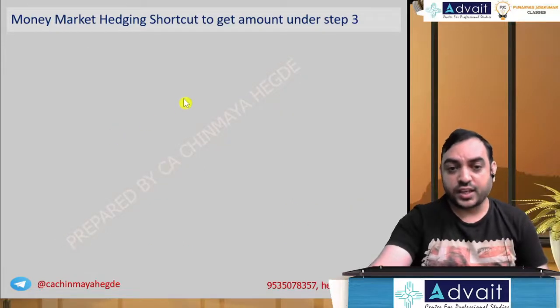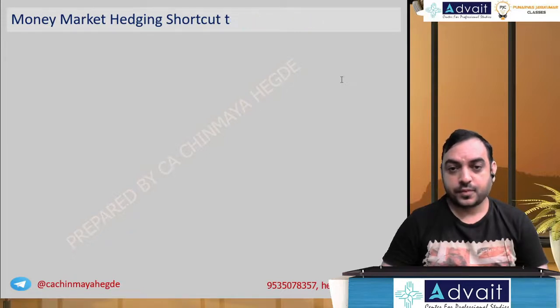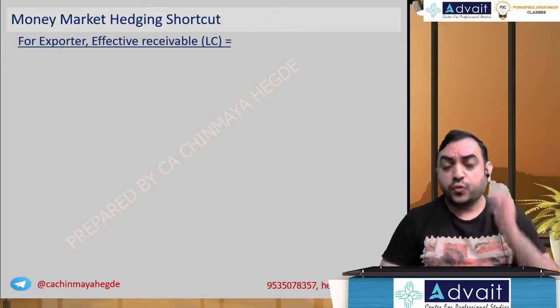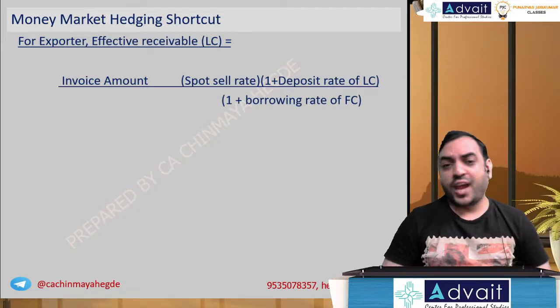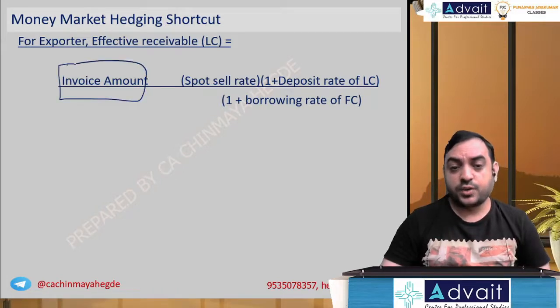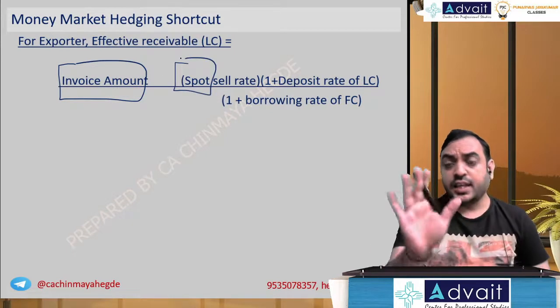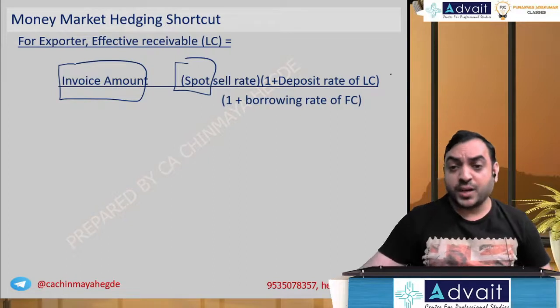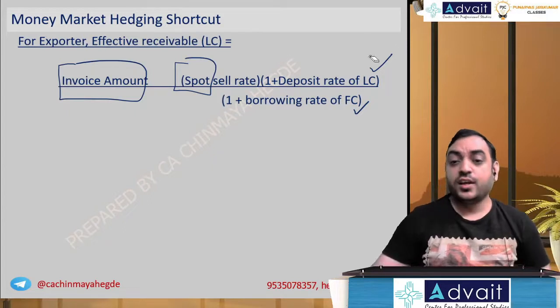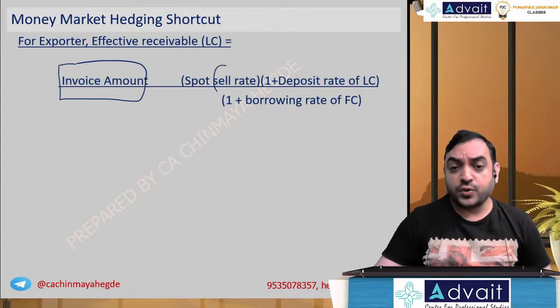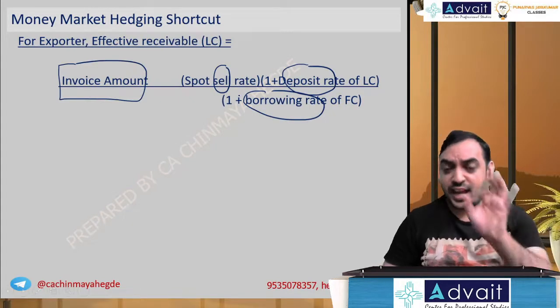So what shortcut we can do is this directly for the exporter. We're trying to understand how much amount you receive. For that purpose, you start with the invoice amount. Easy. Spot rate. Easy. Then the interest rate parity theorem, 1 plus local rate by 1 plus foreign rate. Very easy. Now, the problem is, sir, how to decide sell, how to decide deposit, how to decide borrowing. I'll tell you the logic.